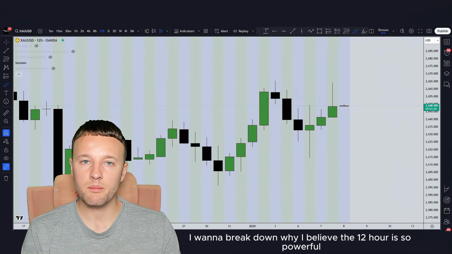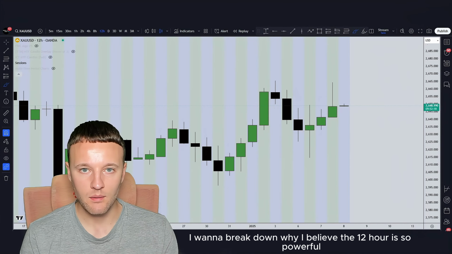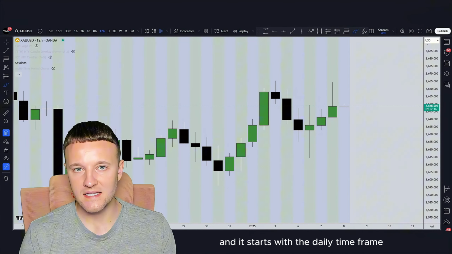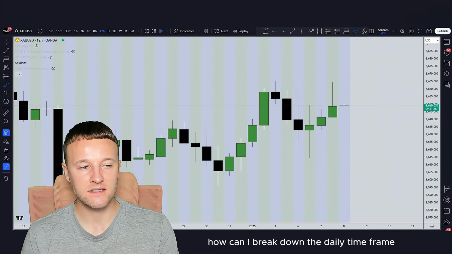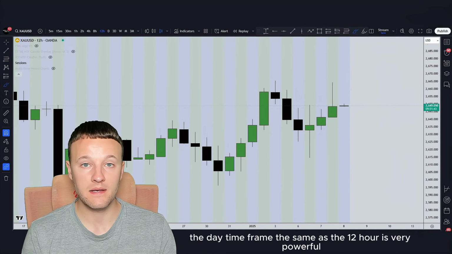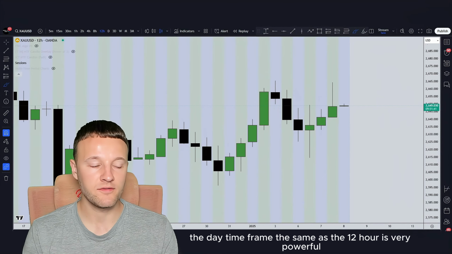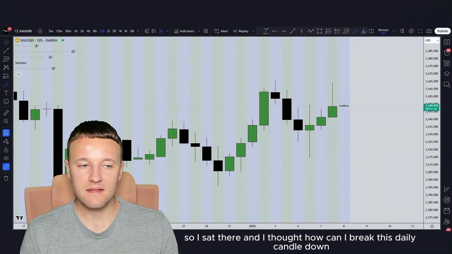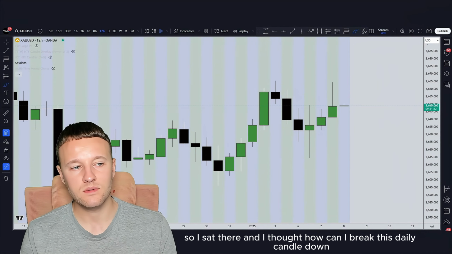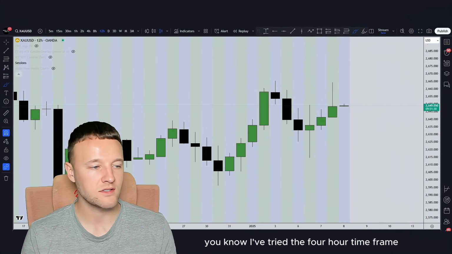First of all, I want to break down why I believe the 12-hour is so powerful, and it starts with the daily time frame. One day I was sitting there thinking, how can I break down the daily time frame? Because the daily time frame, the same as the 12-hour, is very powerful. You can capture a lot of momentum by analyzing the daily candles. I tried the 4-hour time frame, I tried 1 hour, I tried different time frames to break it down. And then I had a light bulb moment: hang on a minute, what if we break down the daily time frame into 2 candles?